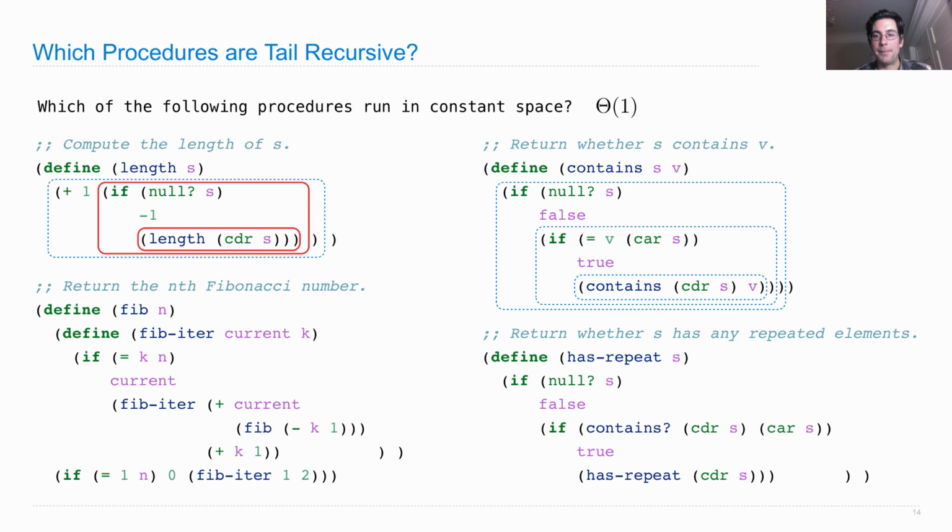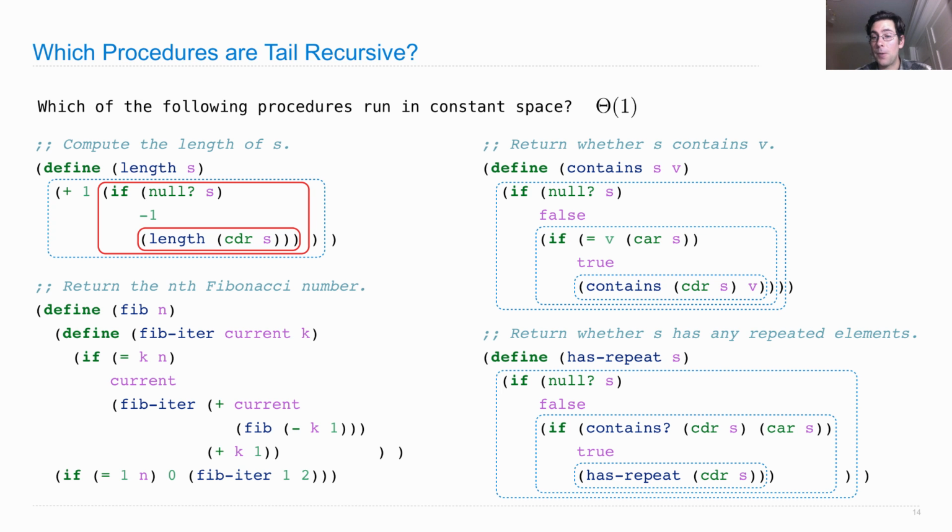How about has repeat? Well, has repeat has exactly the same structure as contains. So has repeat is a function that figures out whether S has any repeated elements, and it does so by calling contains. So the entire if expression, which is the body of this procedure, is in a tail context, which means this is in a tail context, which means this is too. So the whole thing runs in constant space.